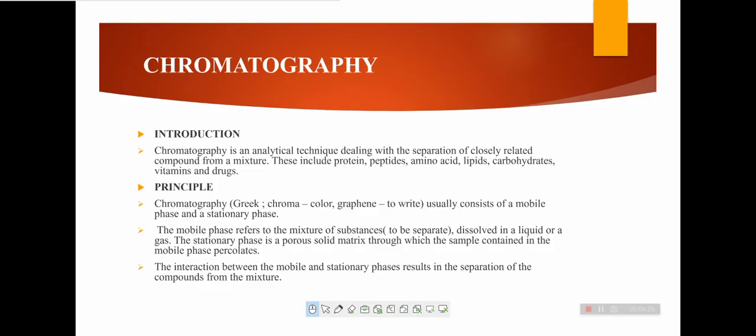Chromatography usually consists of a mobile phase and a stationary phase. Mobile means moving. So mobile phase refers to the mixture of substances that has to be separated, which is dissolved in liquid or gas, and the stationary phase means which is stationary, which is not moving. It is a porous solid matrix through which the sample contained in the mobile phase percolates. Now the interaction between the mobile and stationary phase results in the separation of compounds from the mixture.